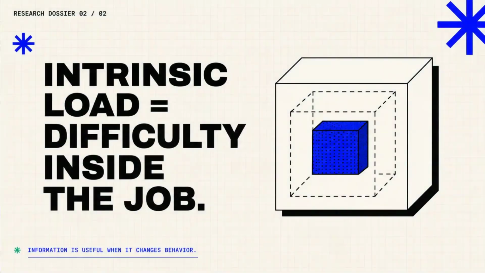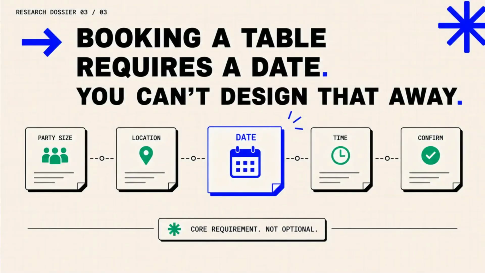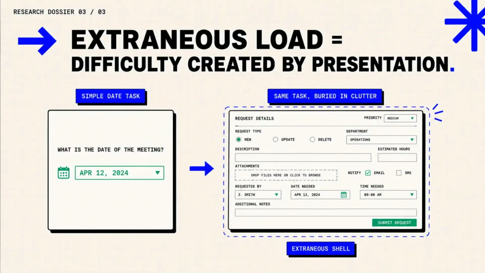Intrinsic load is the difficulty actually inside the job. So someone booking a table at a restaurant, they have to specify a date. You cannot design that away. But extraneous load is everything else. So difficulty created purely by how it is presented. And this one is entirely your fault. And today we're going to fix it. Almost every conversion problem in a form is an extraneous load issue.